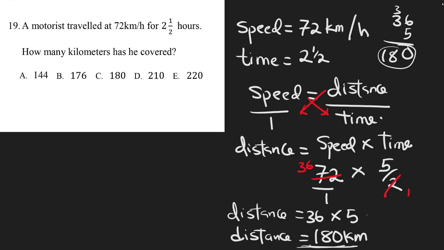180 kilometers. So let's check our options. So from the options, the answer is C. Simple. So don't forget the formula. Speed is equal to distance over time, or distance is equal to speed times time. Of course, you can also get time is equal to what? Distance over speed. So let's move to the next question.